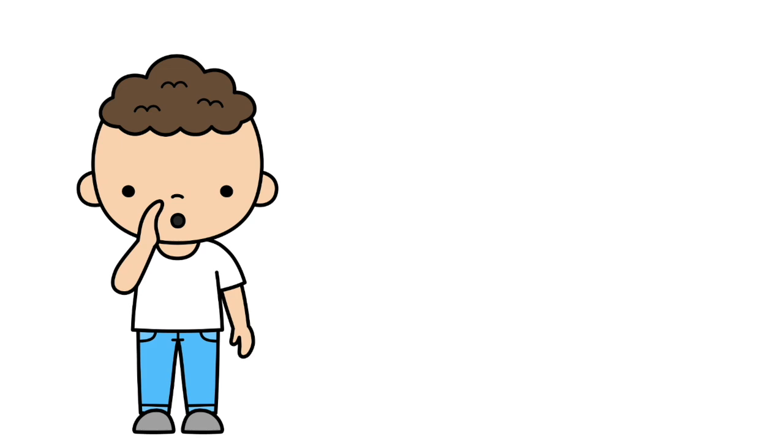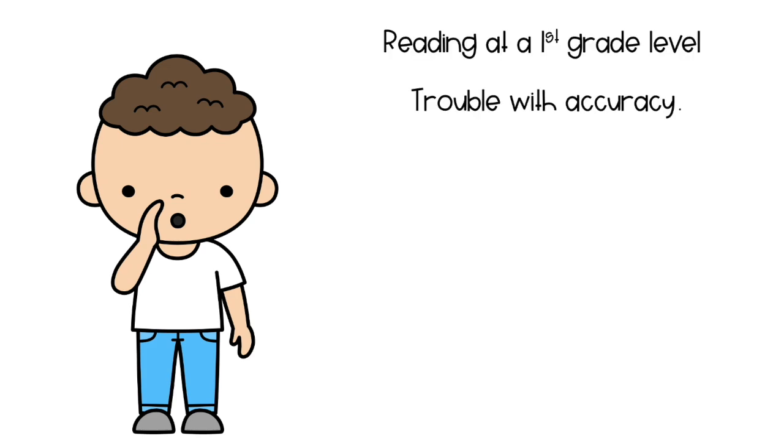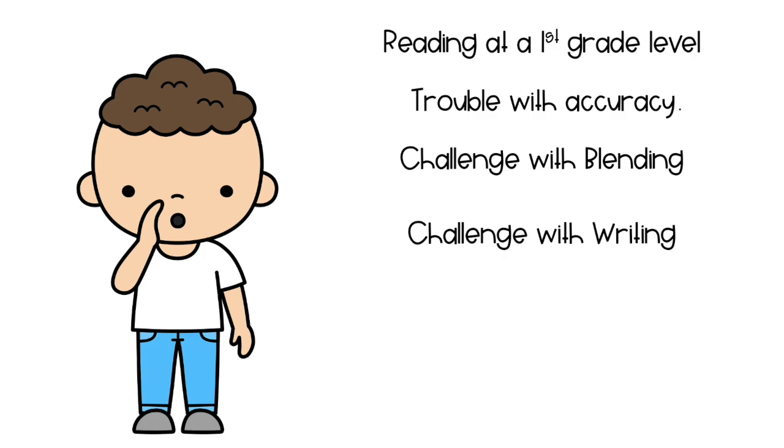So we're not going to have official assessments, but I'm just going to give you the general overview of where he is academically. So Jason is reading below grade level. He's reading at a 1st grade level. He has trouble with accuracy. He tends to miss words or miss sounds within words. He can segment words, but he has a hard time blending them. In terms of writing, it is one of his biggest weaknesses. It tends to lead to some behaviors, and he tends to just avoid writing at all costs.